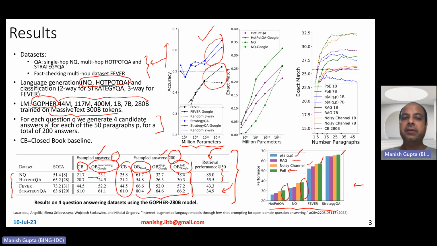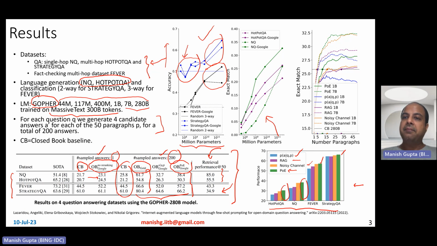When you have a smaller number of parameters, typically the dotted line and the solid line, the closed book versus the open book scenarios, overlap with each other. So there's not much of a difference. But as you increase the model size beyond say 7 billion and 280 billion, you actually see improvements in the classification performance, right? But if you look at the generative scenarios, hotpot QA and natural questions, even smaller models show significant gains using the open book scenario rather than the closed book scenario.